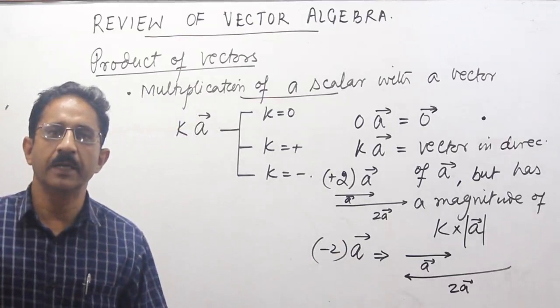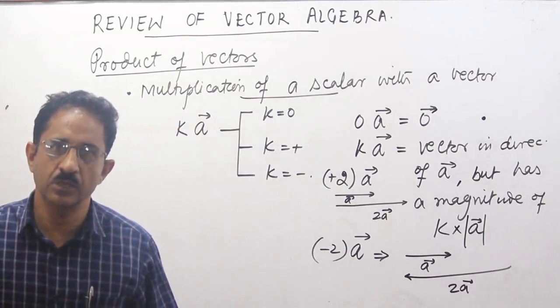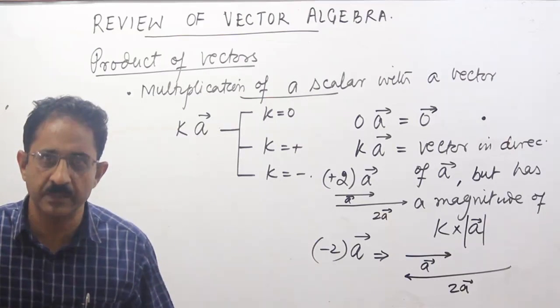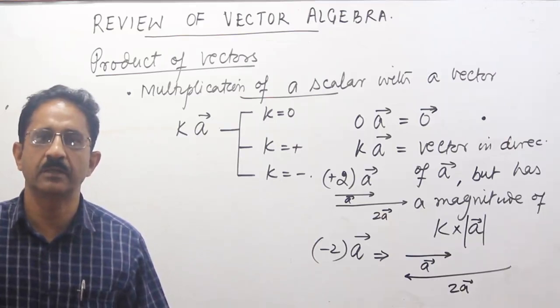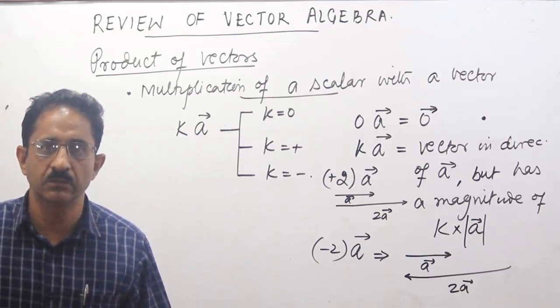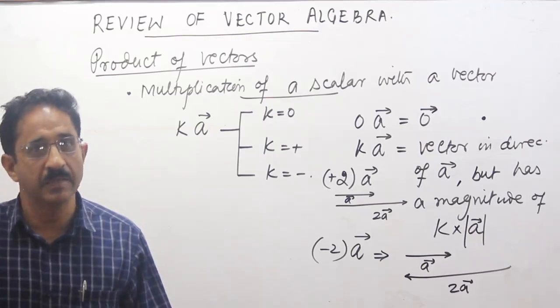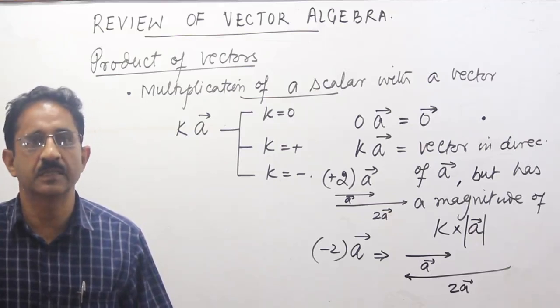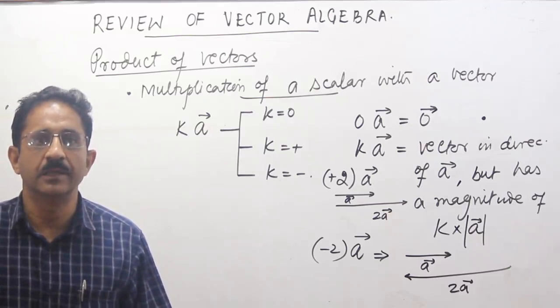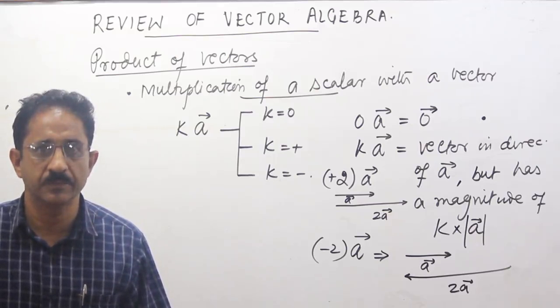So multiplying a vector with a scalar has three cases. Case 1, if the scalar in itself is 0, then it reduces the vector to a zero vector. Case 2, if the scalar is positive, then the magnitude becomes k times, but the direction remains the same as before. If the scalar is negative, then the direction is reversed and the magnitude becomes k times.